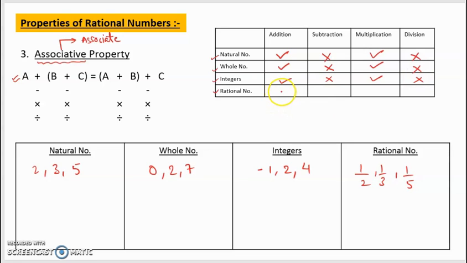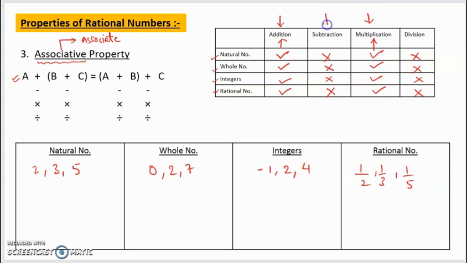Lastly, for rational numbers also it is the same. They follow the associative property for addition and multiplication, but do not follow it for subtraction and division. Students, it is very interesting to note that the associative property is always followed by all the numbers for addition. So for addition, all the number systems follow the associative property. Similarly for multiplication. So for multiplication and addition, the associative property is always followed by all the numbers.